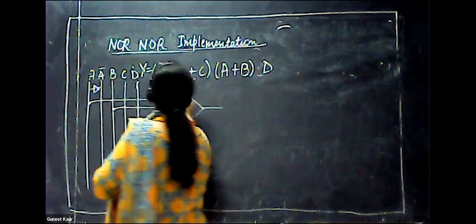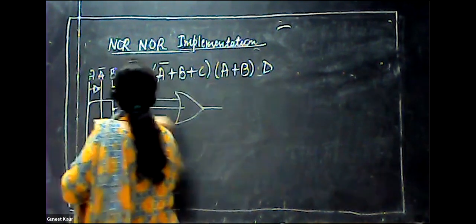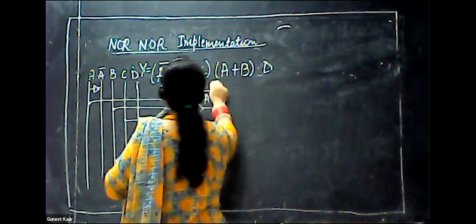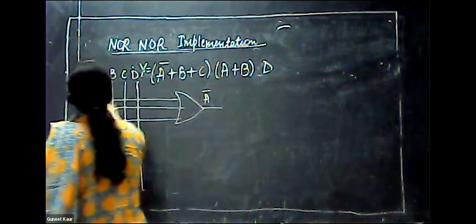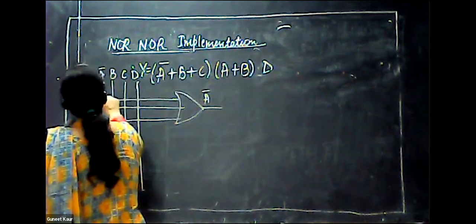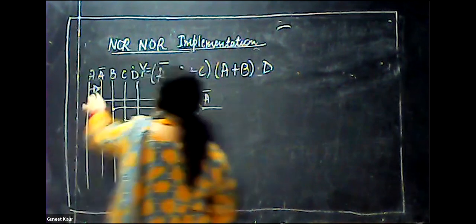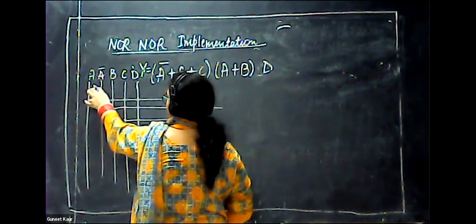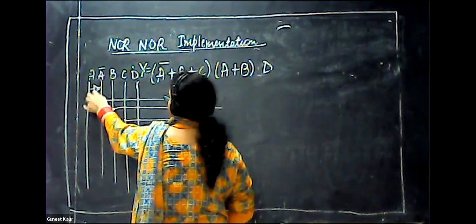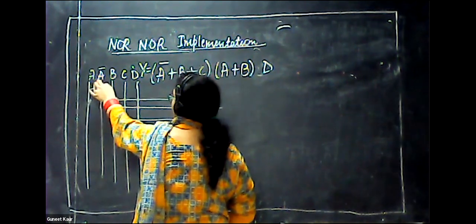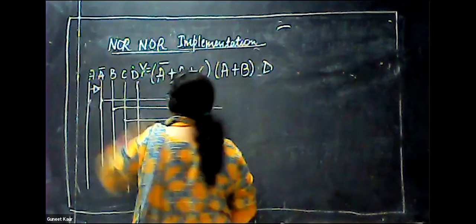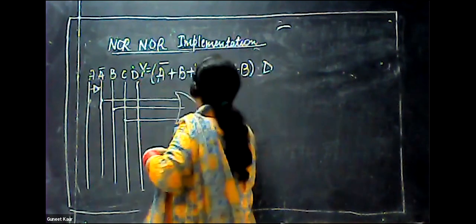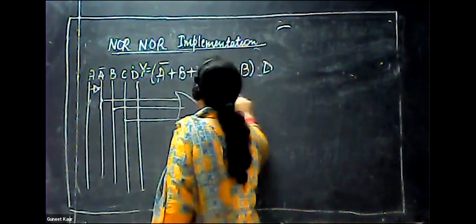I will take the connection from here, then from B, then from C. Sorry, we have to take the A bar, so I will take the connection from here. Now you can see this is A. If I take this input and place an inverter, giving it to this line, this will make it A bar. So this will give you A bar plus B plus C.